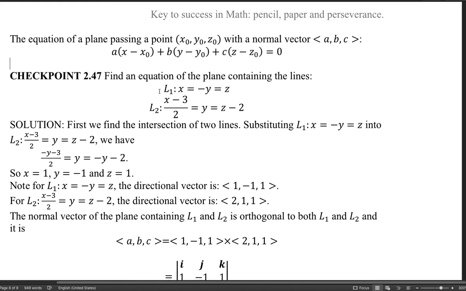Let's take a look at the example. Actually, this is one from the textbook, Checkpoint 2.47. Read this problem and find an equation of the plane containing two lines. That's all there is to it. And as I'm saying, you may want to use two lines.